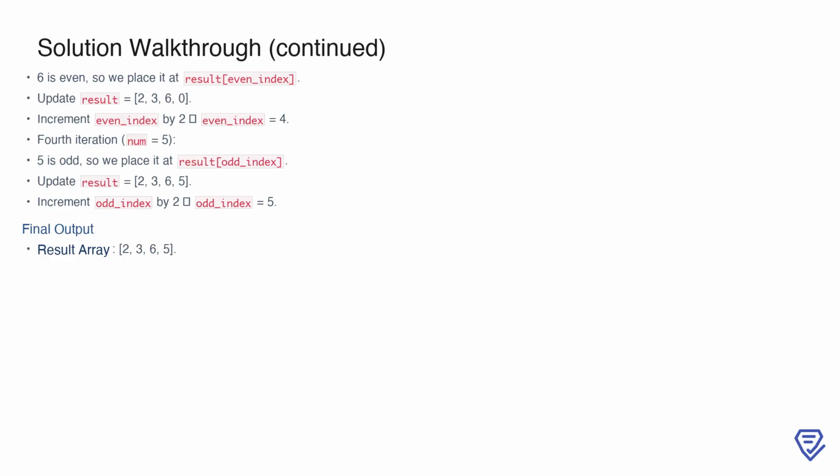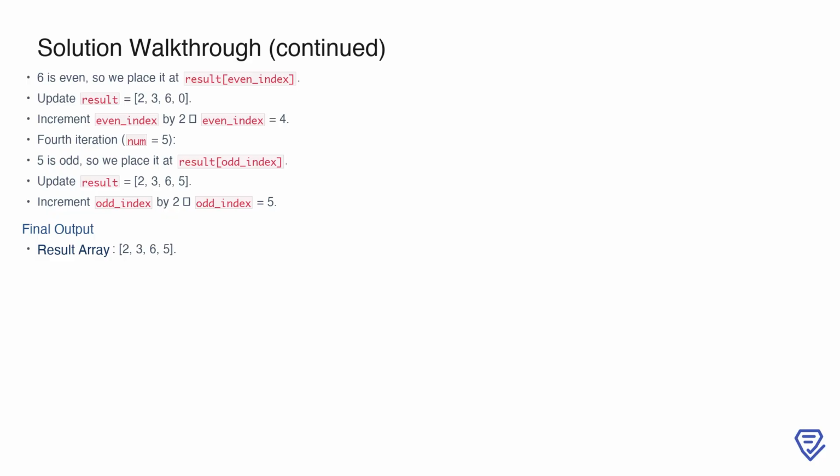Finally, the last number in the array is 5, which is odd. We place it at result[odd_index], which is position 3. This updates the result array to [2, 3, 6, 5], and odd_index is incremented by 2, making it 5.